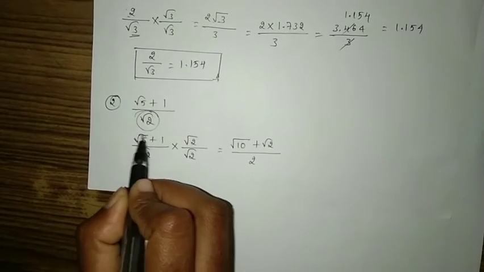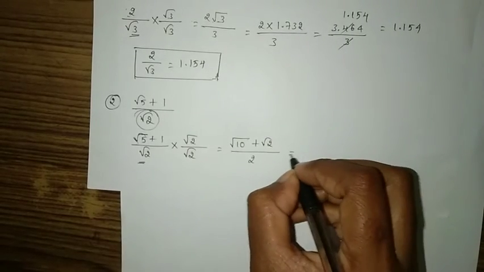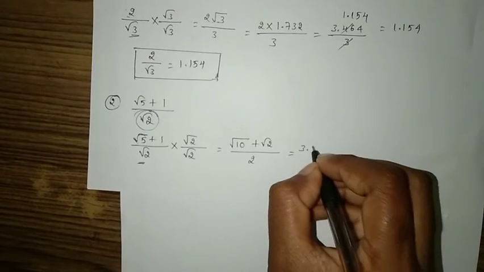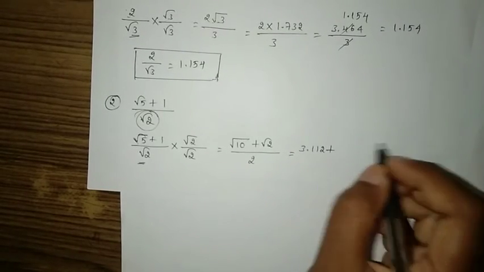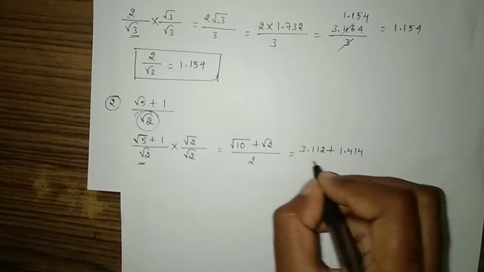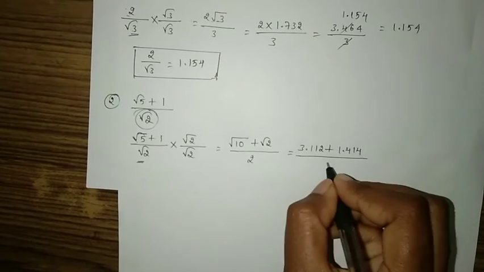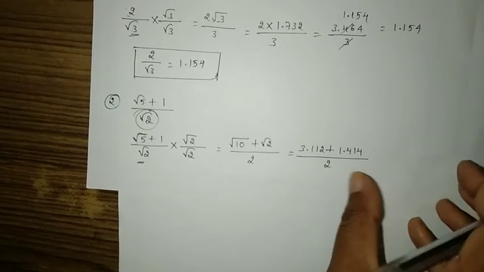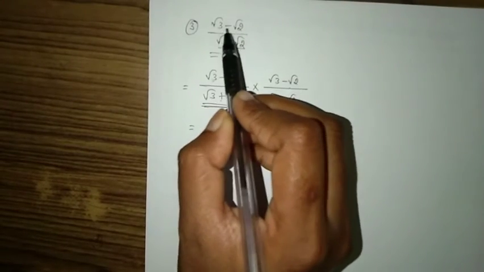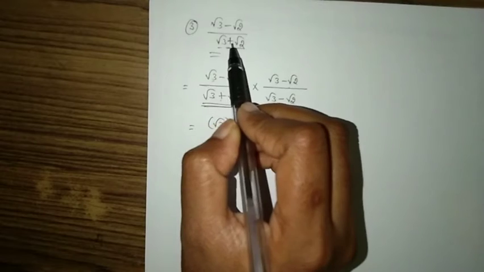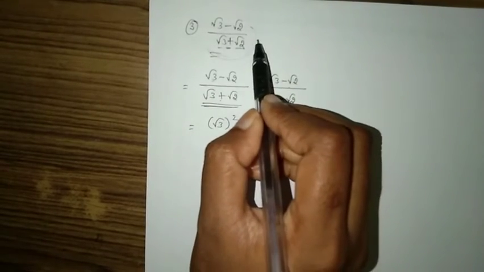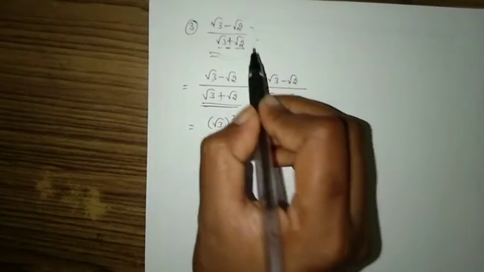So I think you understood this step. So we are applying the values of root 10, that is 3.162, plus the value of root 2, that is 1.414 divided by 2. So we have to do further steps. Another problem, root 3 minus root 2 divided by root 3 plus root 2. This looks a little complicated, but this sum is so easy if you understood this one.